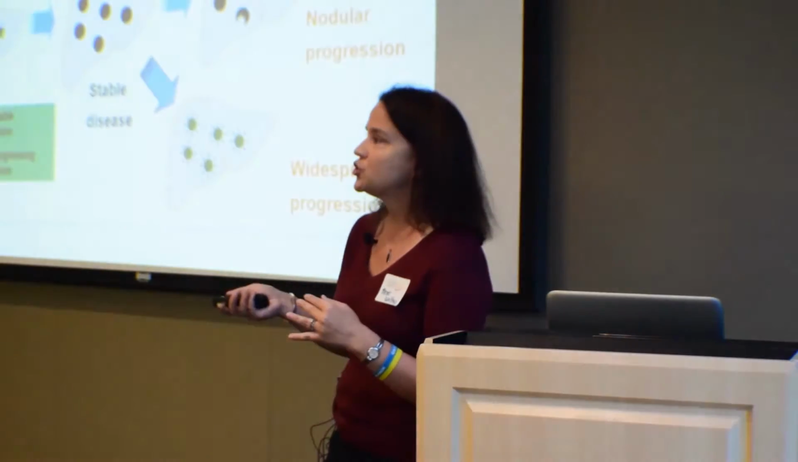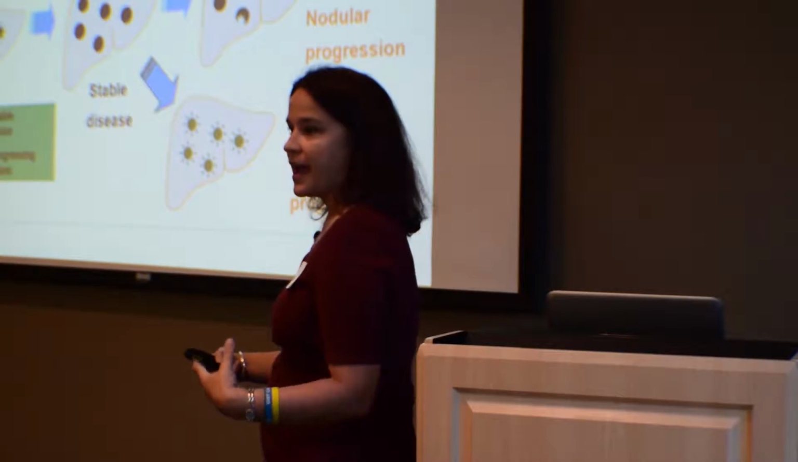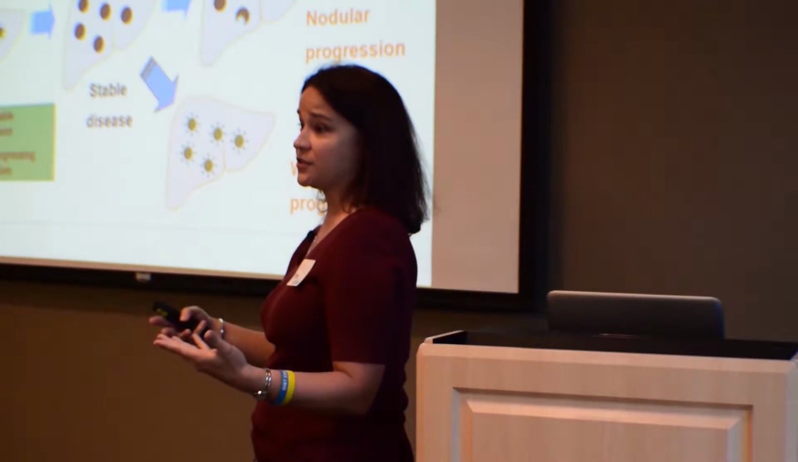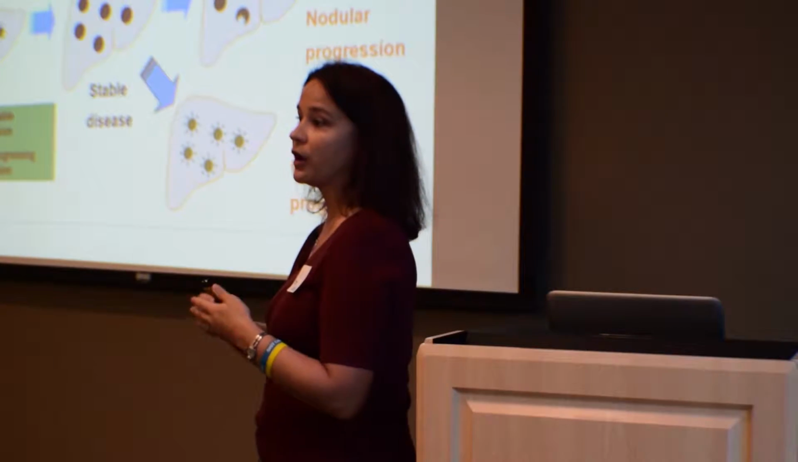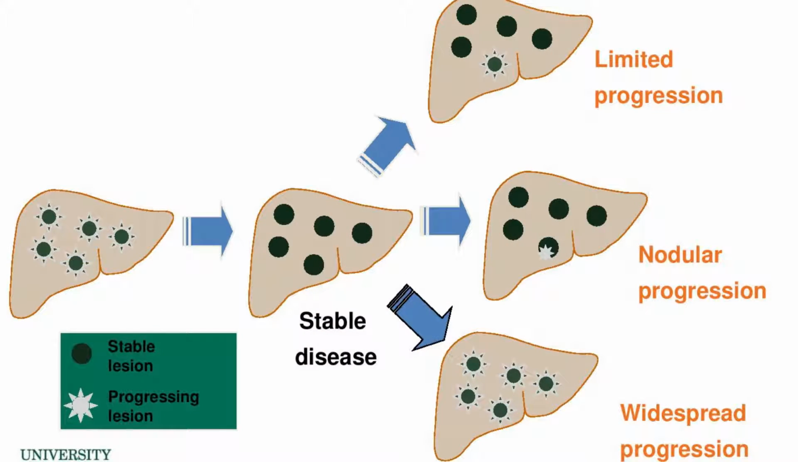So shifting gears a little bit, let's say that you're on Gleevec, you're doing great, and then you go into the clinic and your doctor says that you've progressed. So progression means the tumor is growing somewhere, but there's different types of progression. So the little stars represent a lesion that's growing, and the solid ones represent a lesion that's sitting there and not doing anything. This is a picture of a liver.